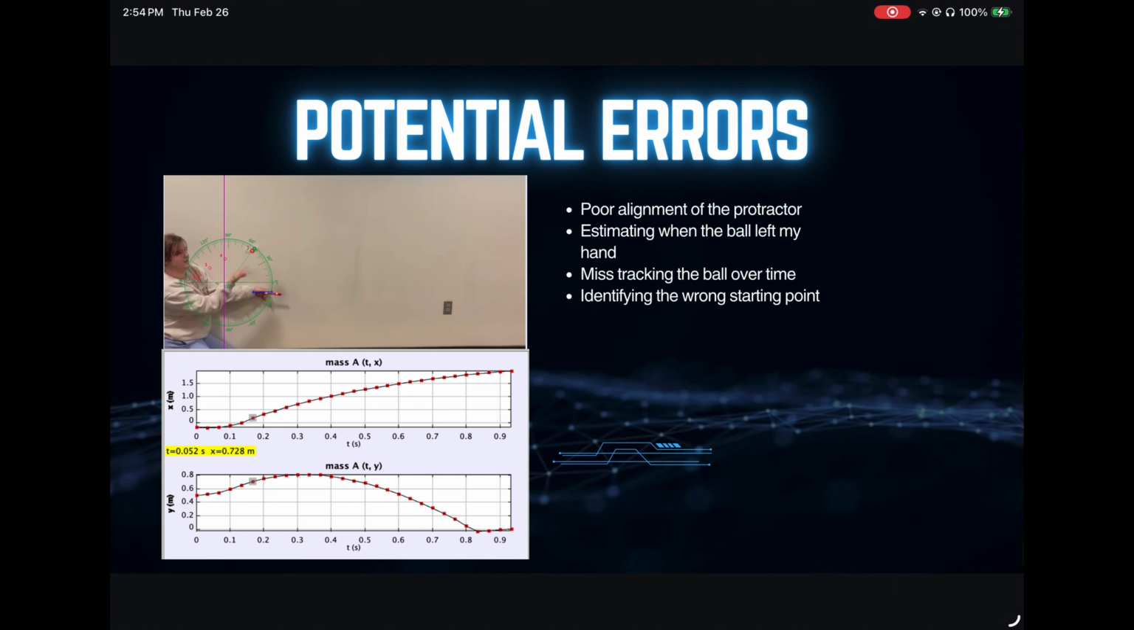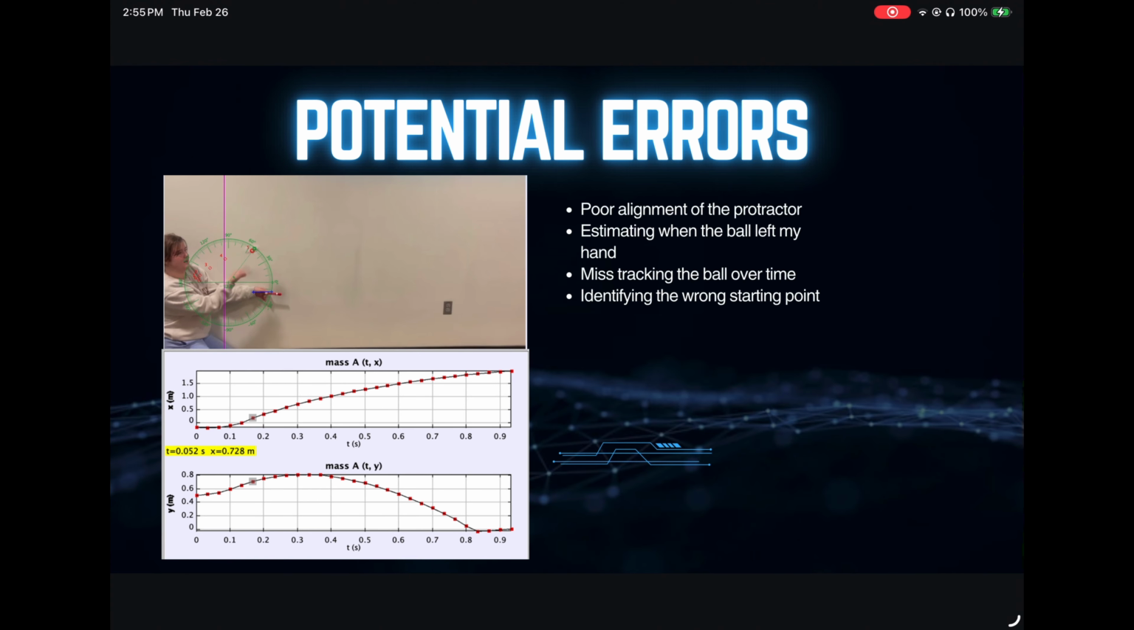Who knows, I could have selected a different position than I was normally tracking, so maybe I didn't get the middle of the ball. As you could probably tell by this photo, the ball was rather blending into the background, and so it wouldn't be too far off to say I might have mistracked it. And then also identifying the wrong starting point. I could have identified the wrong starting point, which would have messed up the comparison data as well.